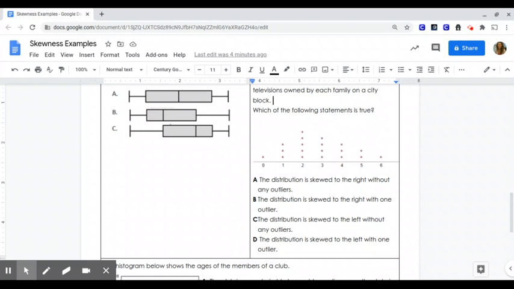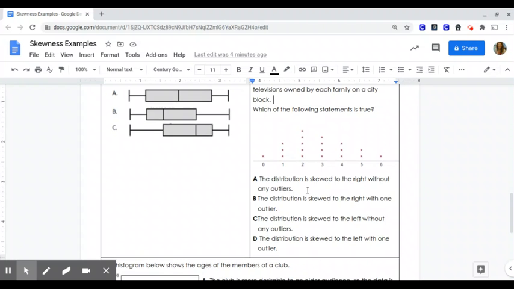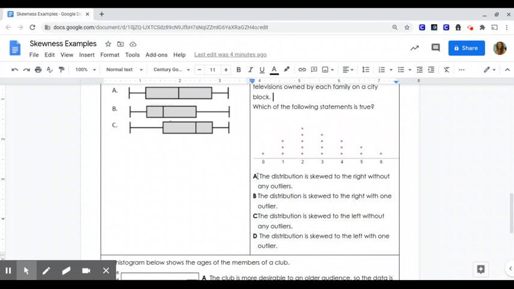So we'll read our answer choices. The distribution is skewed to the right without any outliers. So yes, this is skewed to the right. And an outlier would be something like if we had a point way over here, like if somebody had 10 TVs in their house. So that would be an outlier. So it does not seem to have any outliers. So B or A looks pretty good.